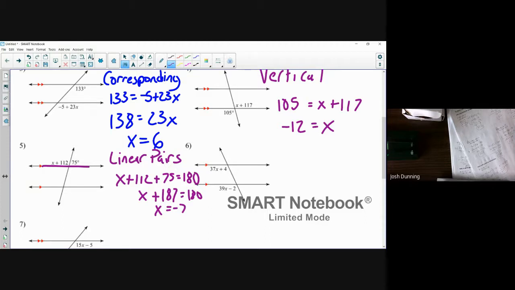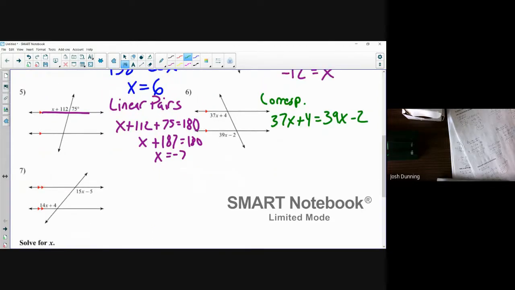Now 6, again, if you slid that top part down, they would land right on top of each other, so those are corresponding again. Those are equal. Subtract the 37x. 39 minus 37 is 2. Add your 2. Divide by the other 2. We get 3.